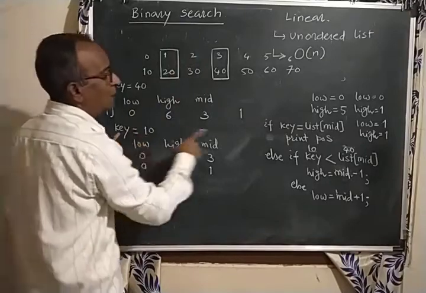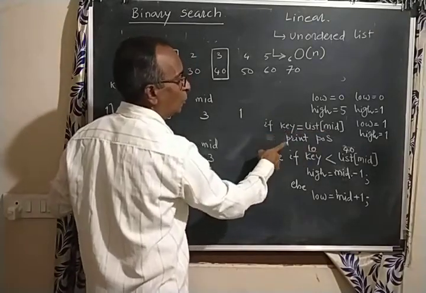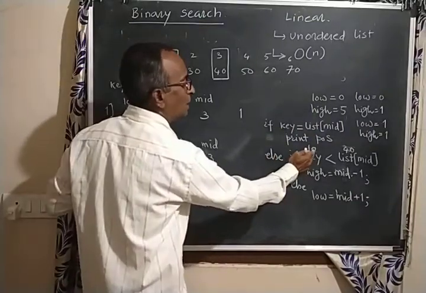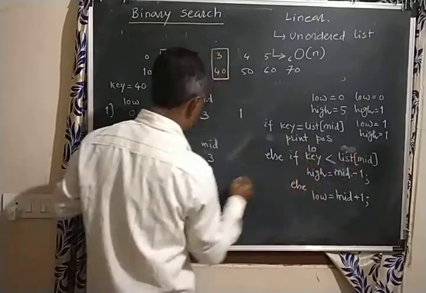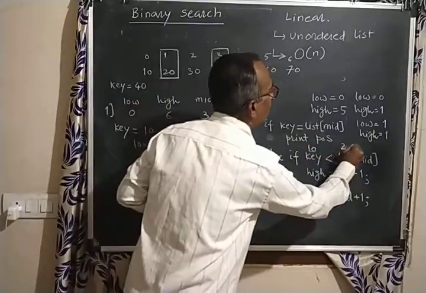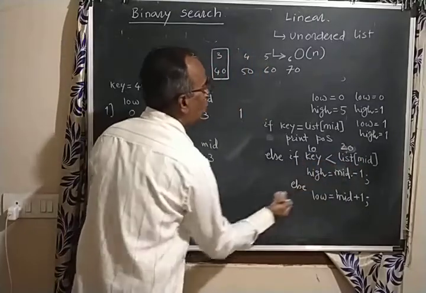Now it will compare. Is it 10? Whether mid element is 10? No. Whether key is less? Key is 10. What is current mid? 1. List of 1 is 20. Whether this condition again holds? Yes. So what we have to do?